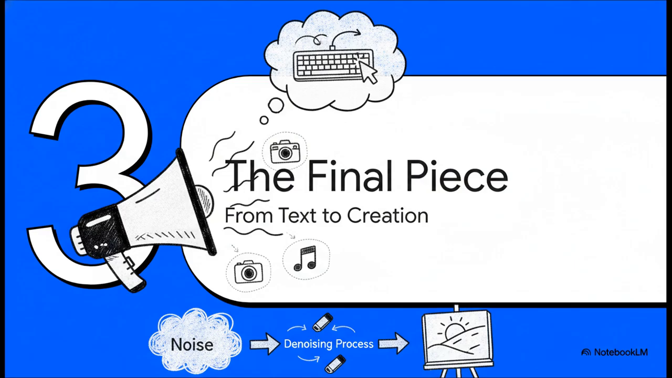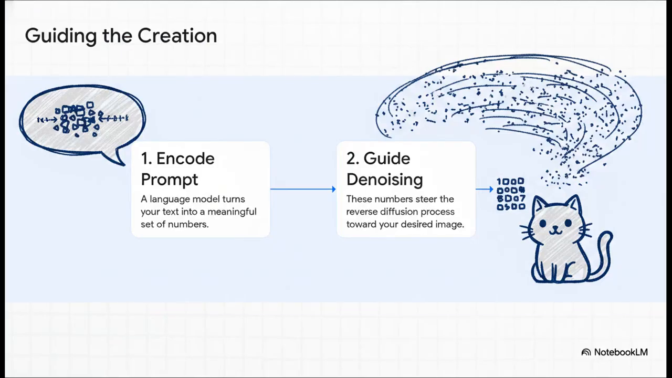Okay, so we've covered this whole noise and denoise process. Now we can get to the final piece of the puzzle. How does your text prompt actually control this whole thing? Well, this is where the text prompt finally comes in. A language model reads your words, like a cute cat, and converts that idea into a unique set of numbers. It's kind of like a mathematical fingerprint for your idea. And that fingerprint acts as a compass for the denoising process, guiding it at every single step to make sure the final image that emerges from the static is, in fact, a cute cat.